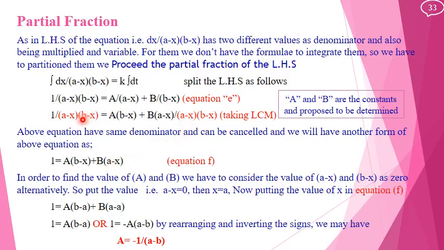How do we get this value? Because the denominators, the red portion of this equation, are equivalent and on opposite sides of the equal sign, so they cancel with each other. So we have equation f.